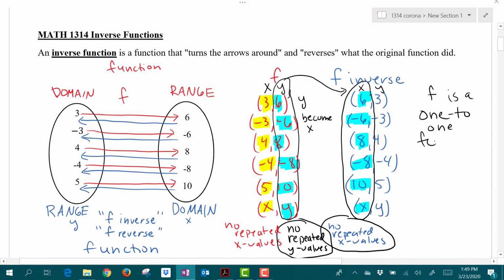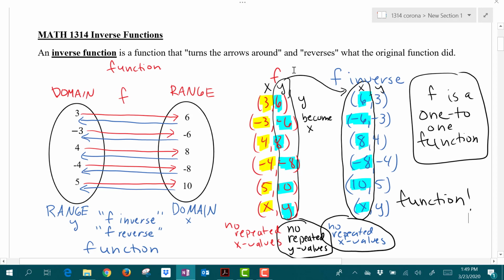So let's say f is a one-to-one function. In other words, when you go back and you look at the original function f in red, every arrow only has one destination. So every x leads to only one y, and then every y connects back to only one x. So we call this a one-to-one function. If a function is one-to-one, then when you look at the f inverse list, you're guaranteed that f inverse will also be a function.